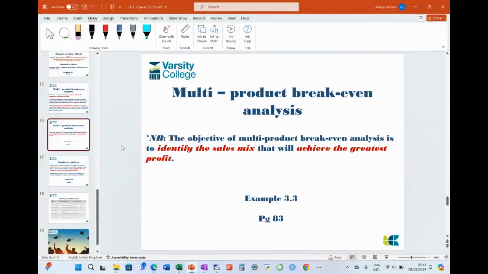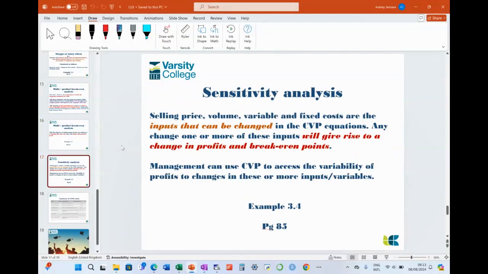And here they're saying important, the objective of multi-product break-even analysis is to identify the sales mix that will achieve the greatest profit. So we're not necessarily looking at the break-even point when we're looking at our product mix. Our primary objective, you'll see as we do exercises, is what product mix. In other words, how much should we sell of the different products to maximize our profit? That is our focus when we are looking at our product mix.